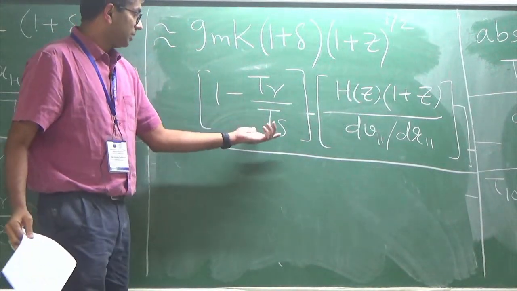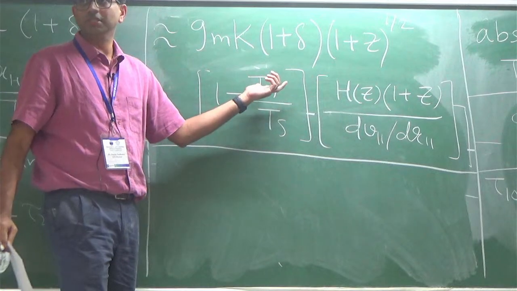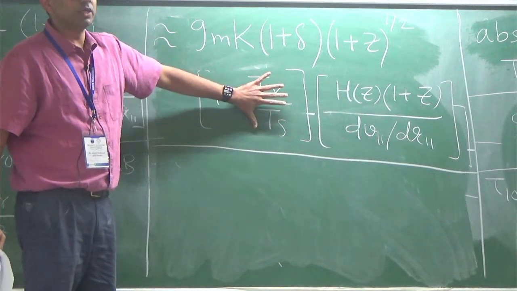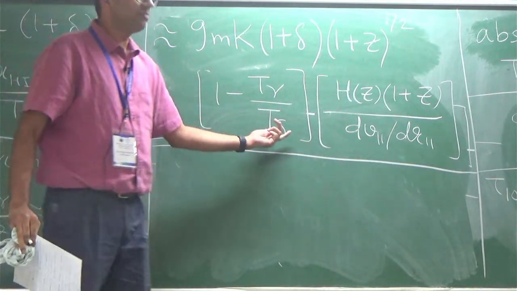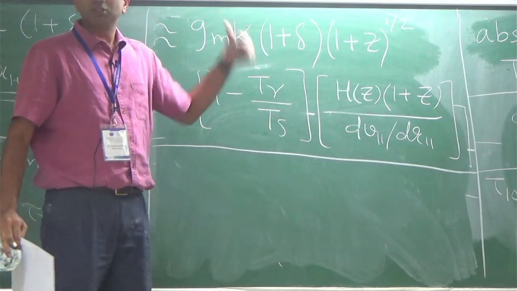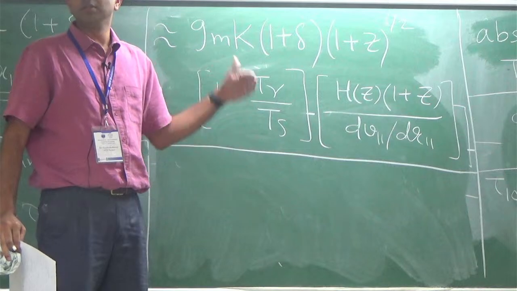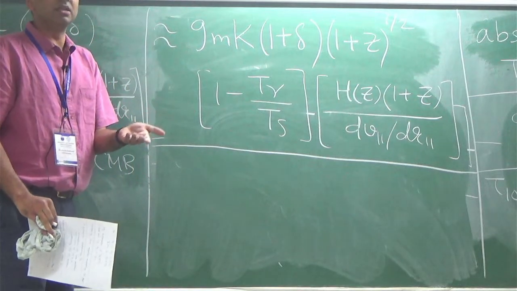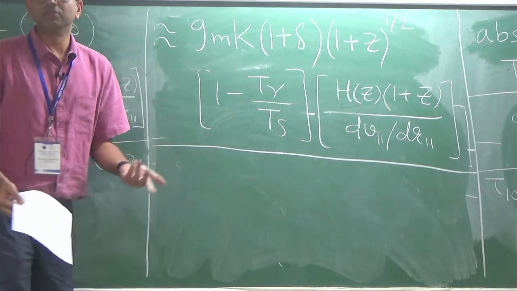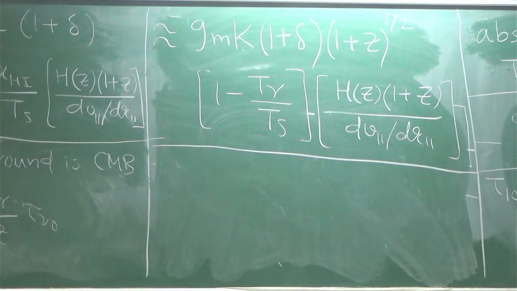So if the spin temperature is very large compared to the CMB temperature, then this thing will go to 1, and the number will saturate to a value. But if the spin temperature can be reduced to a much smaller value, then there is no lower bound. The 21 centimeter signal can keep increasing. This is the logic which HERA recently applied to put limits on X-ray heating. There is no limit to how low this can be. There is a limit to how high it can be.